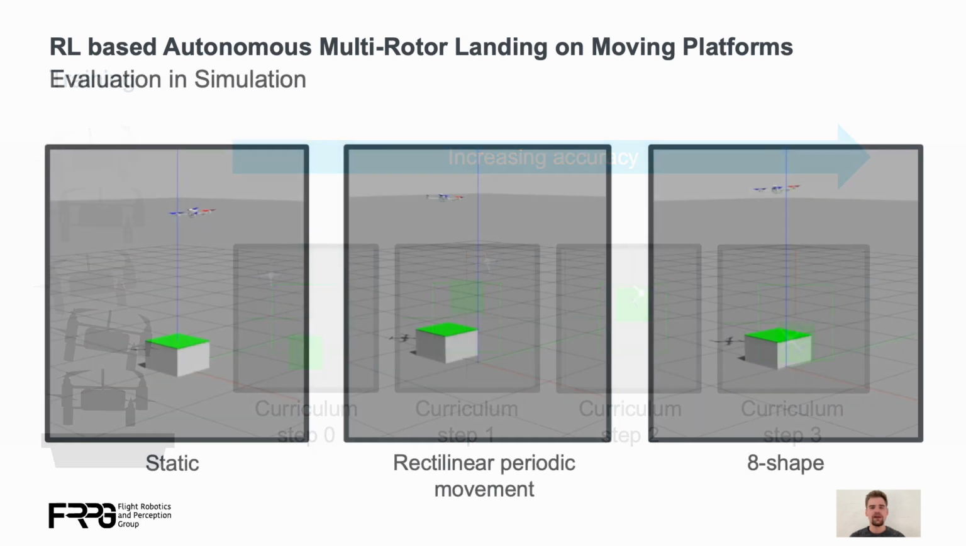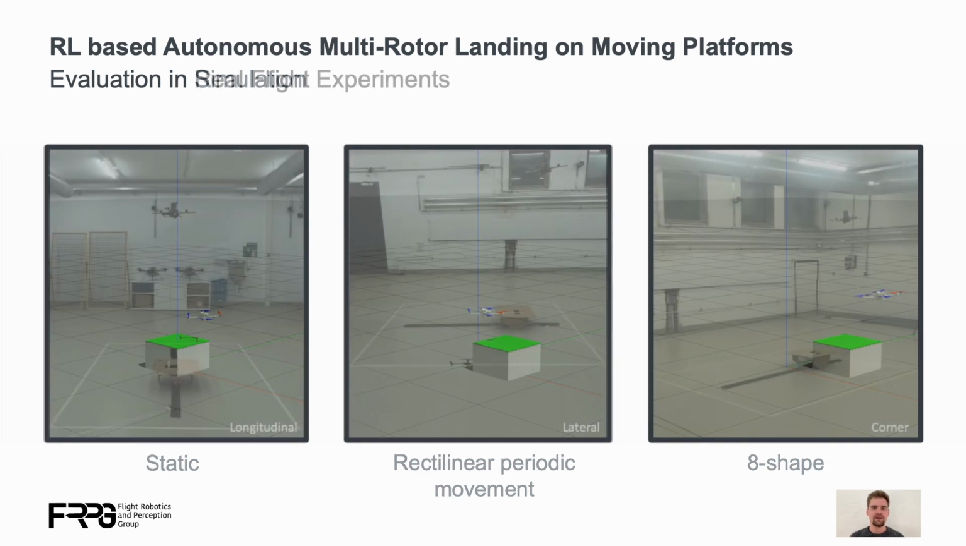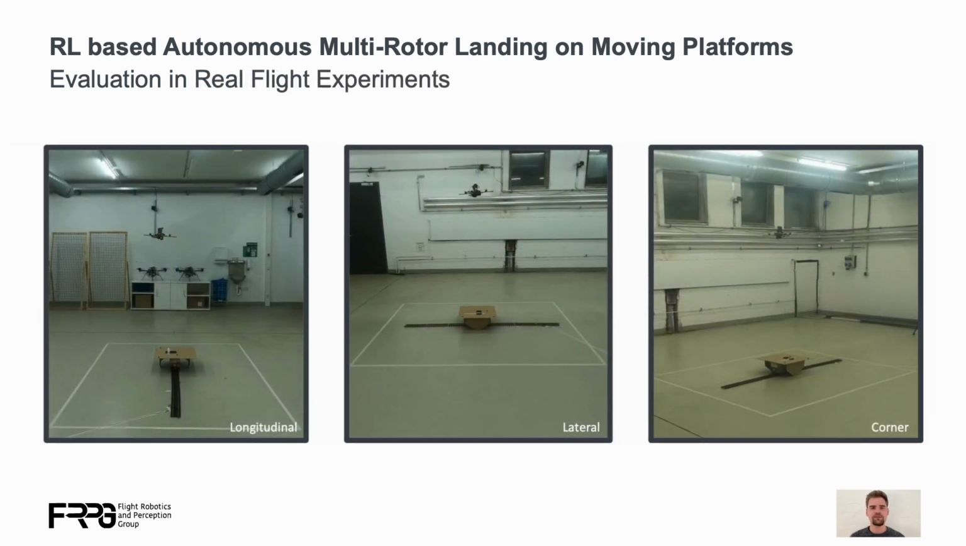We extensively tested the approach in simulation first for different scenarios, such as a static platform, a rectilinear periodic movement, or an H-shaped trajectory. Last but not least, we conducted experiments on real hardware. Our results show that our approach leads to a higher number of successful landings while requiring less training time compared to a baseline method that uses deep reinforcement learning.